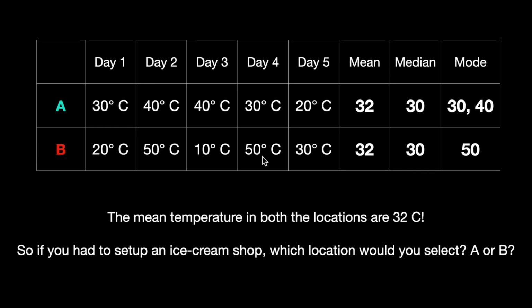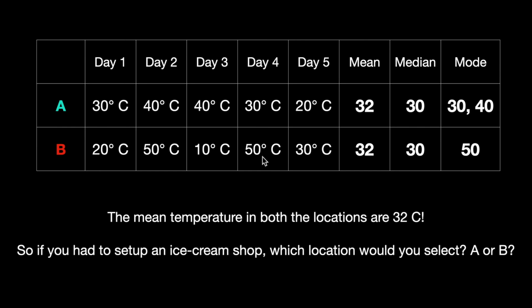So what would each of these statistics be for location A and location B? You can see that for location A, mean is 32, median is 30, and mode is 30 and 40. For location B, mean is the same as location A, median is the same as location A, and mode, it's not. 50 is its mode. So you could see the difference there.